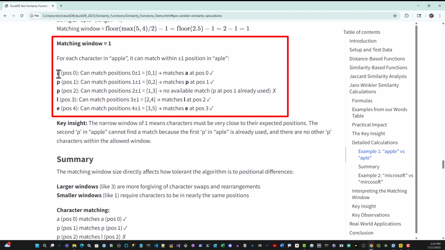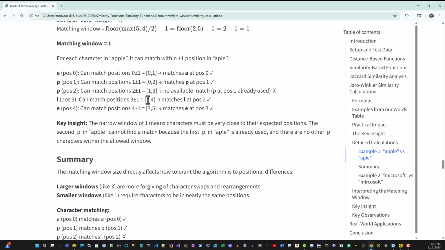I break it down as A is in position 0, but you can match it between 0 and 1, right? So A matches position 0, so that's fine. What about the P? Well, it can match positions between 1 plus or minus 1, so it'd be 0 and 2, right? From 0 to 2. So here you can see it's between just 2 and 4, so it could be 2, 3, and 4 would match if you find that L in one of those positions in the second word, right?